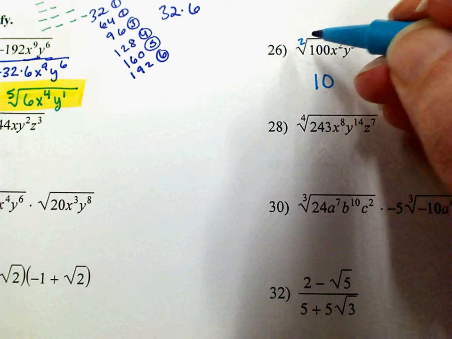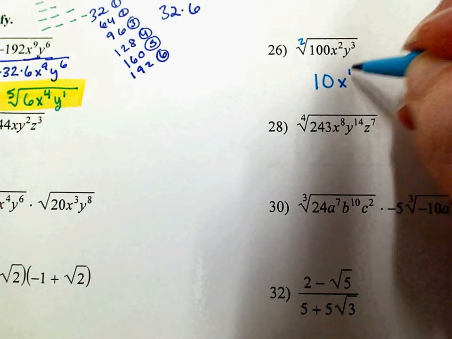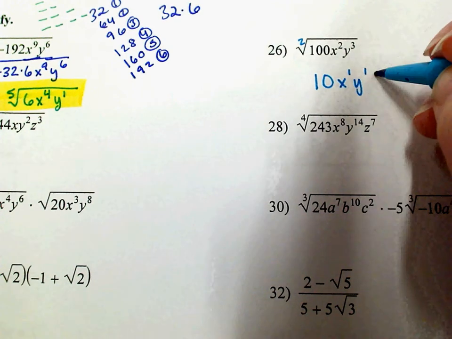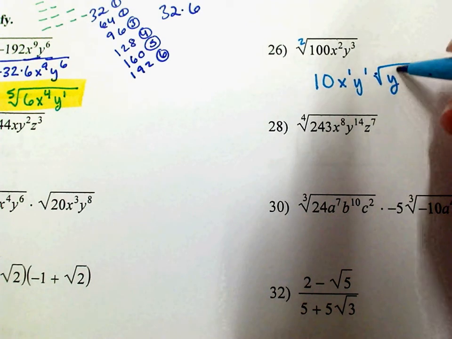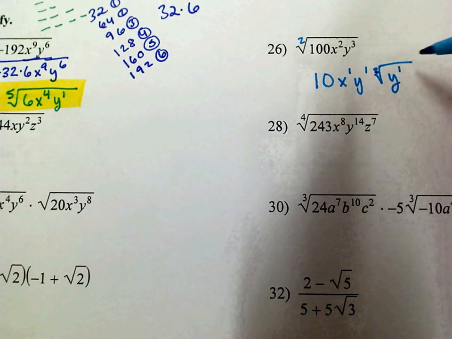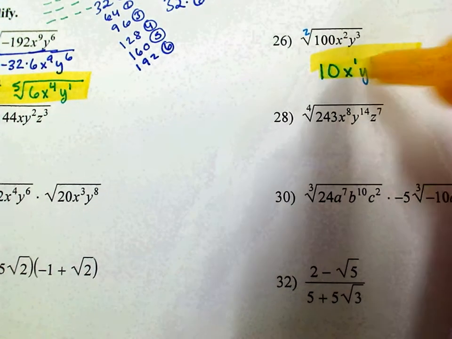How many times does 2 go into 2? One time. How many times does 2 go into 3? One time with 1 left over. You don't have to put the 2 there, but I did. So there you go. So it's just 10xy times the square root of y.